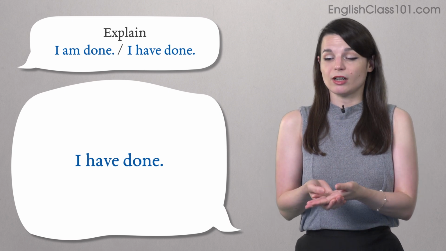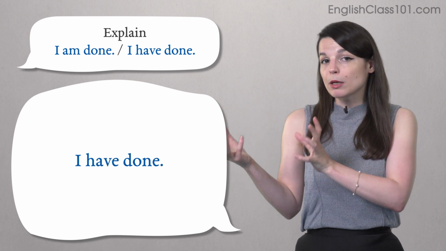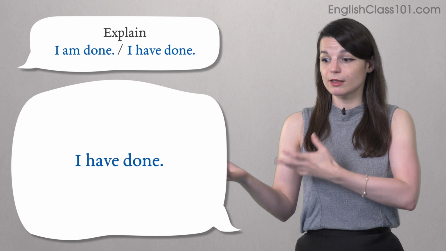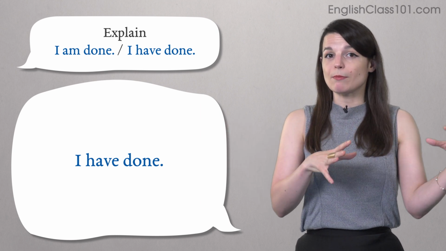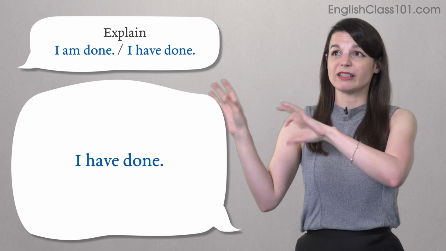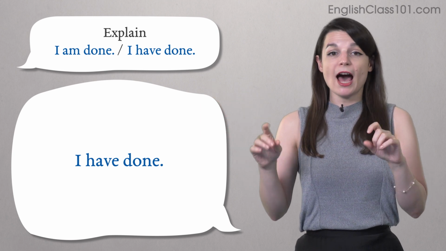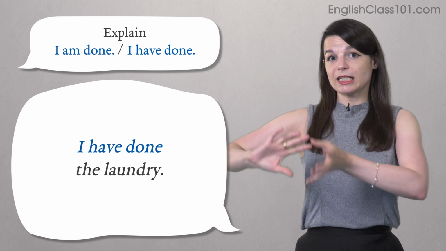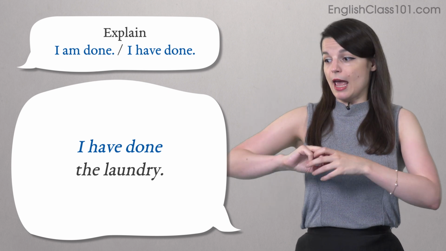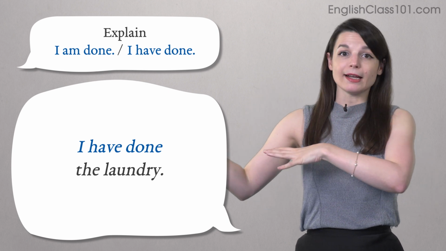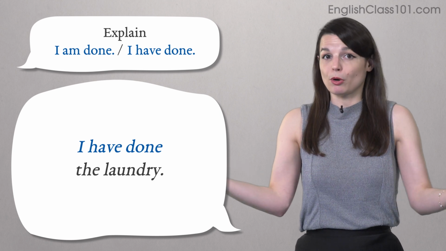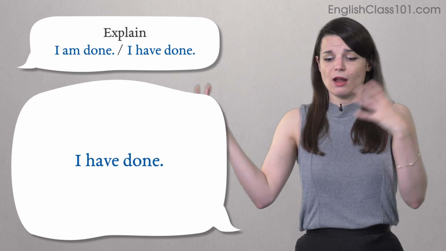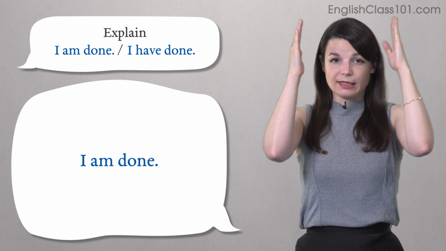I have done, on the other hand, would be like the beginning part to a longer statement. Because this is a present perfect pattern, it means we're talking about something that happened in the past at a non-specific point. So for example, I have done my homework, or I have done the laundry. So that means those activities are finished, they're done. And we did them at some point in the past, but when is not exactly important. So I have done just means that this thing happened in the past. I am done refers to my condition now.